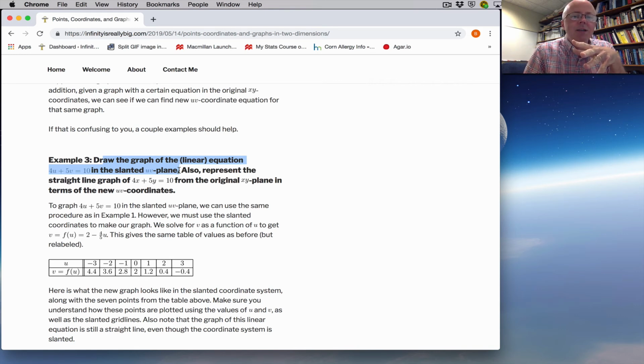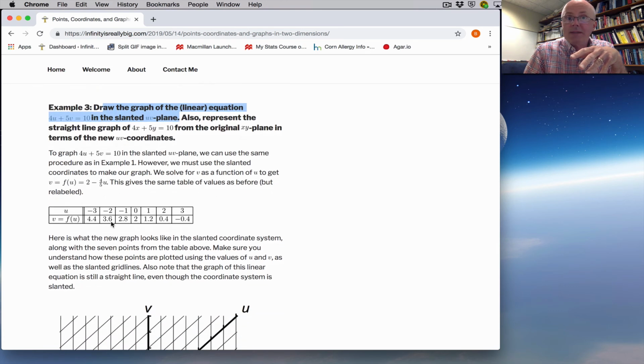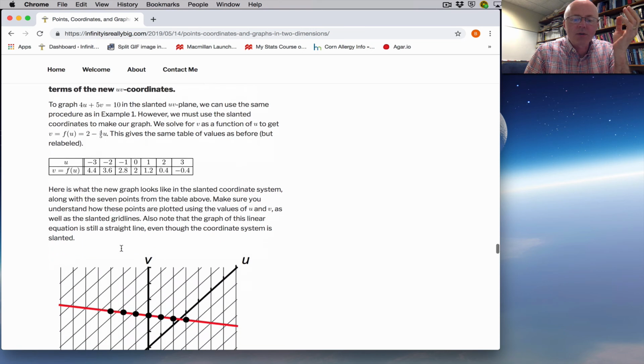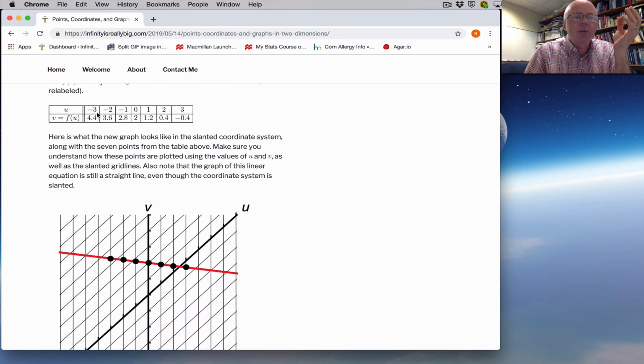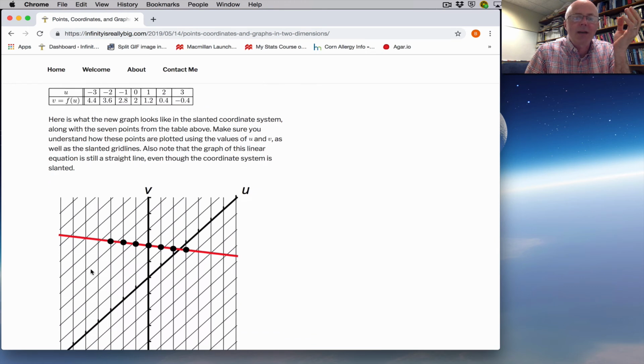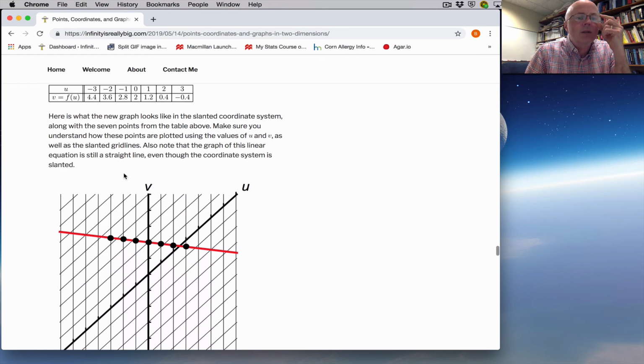No, it's not actually. You plot the same points, however, you've got the same numbers here, but you interpret them differently. For example, this first point, U is -3, V is 4.4. You don't go -3 along the x-axis and up 4.4. You have to go -3 along the u-axis, which means going down here to this point, then up 4.4 like this to get to that point right there. Okay, it's with respect to the UV plane here.